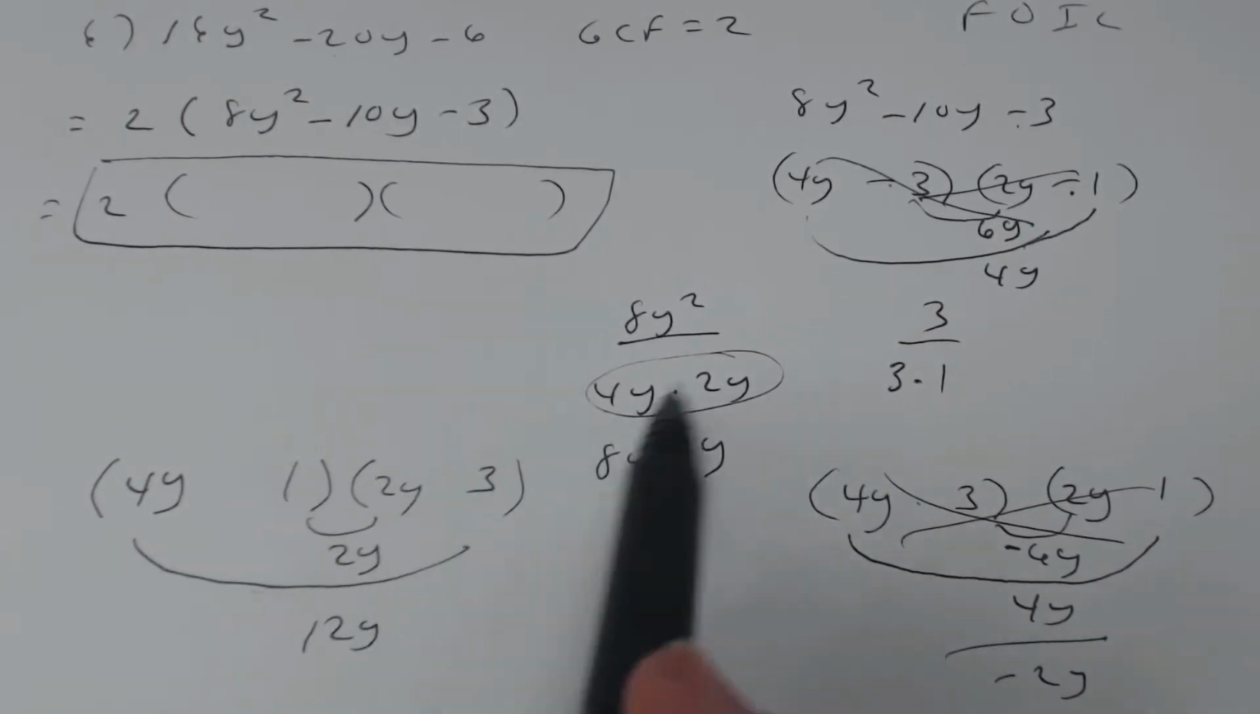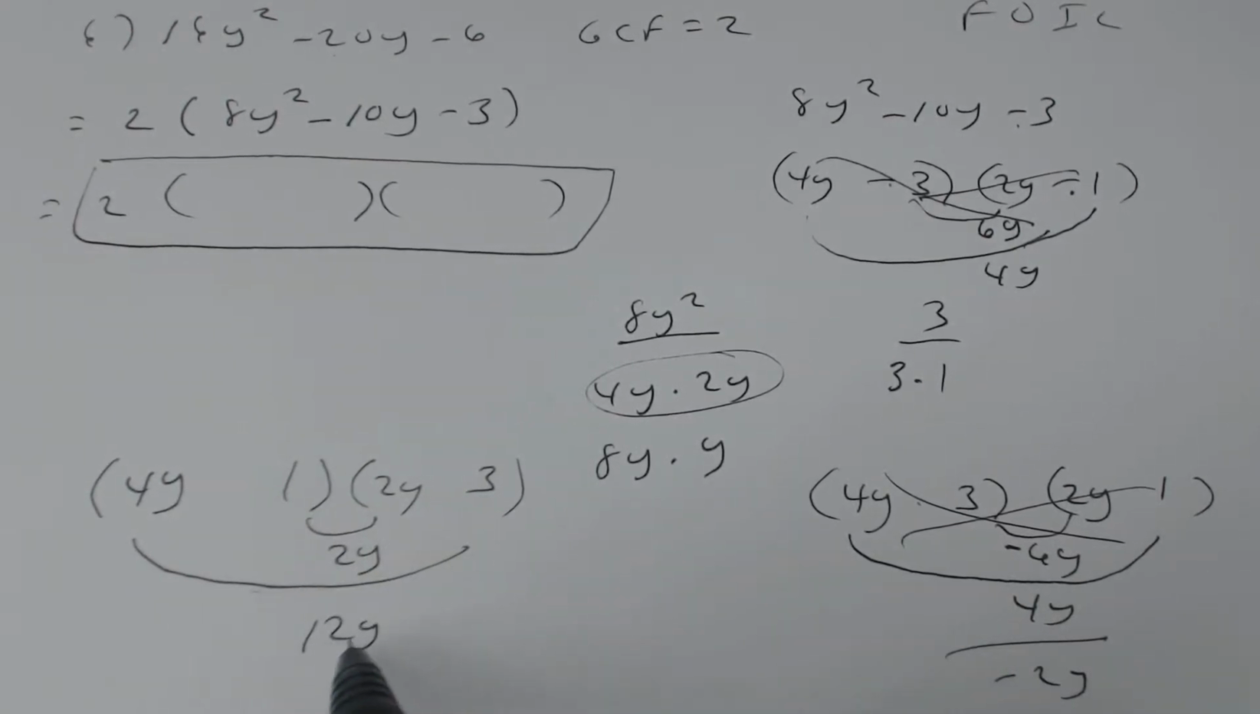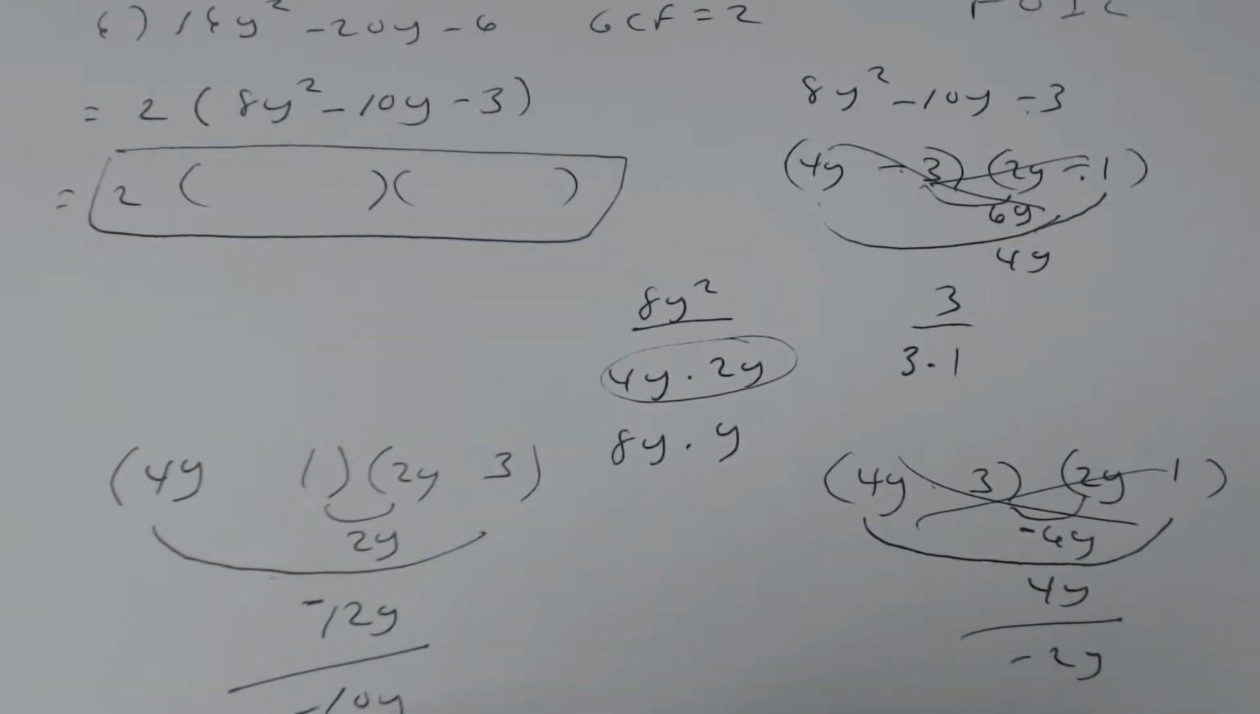Remember, the signs are going to be different because this is negative. A negative times a positive is a negative. The larger of 2y and 12y, which is 12y, will take the middle sign. That means this has to be negative, this has to be positive. Before I put the signs, let's add them up and make sure we get that negative 10y. So 2y and negative 12y is a negative 10y, so that's correct.